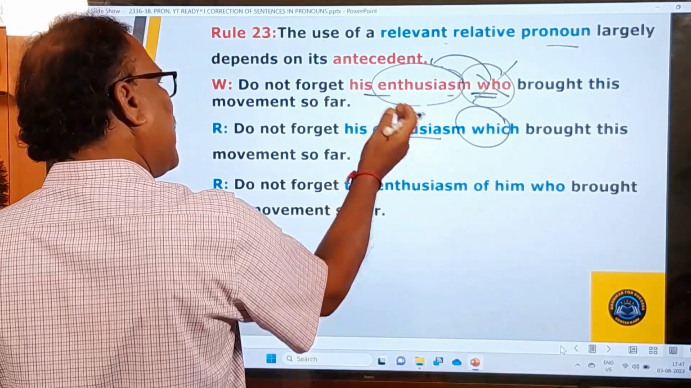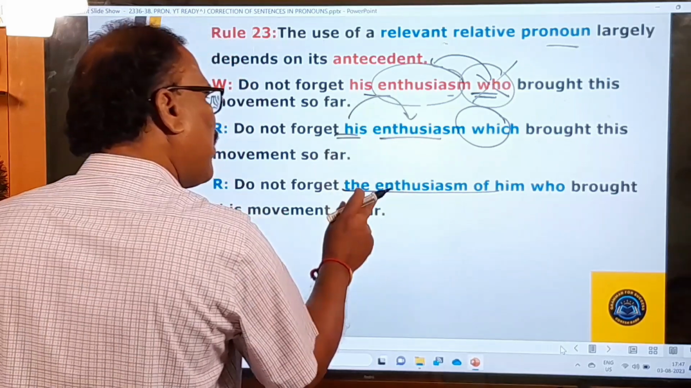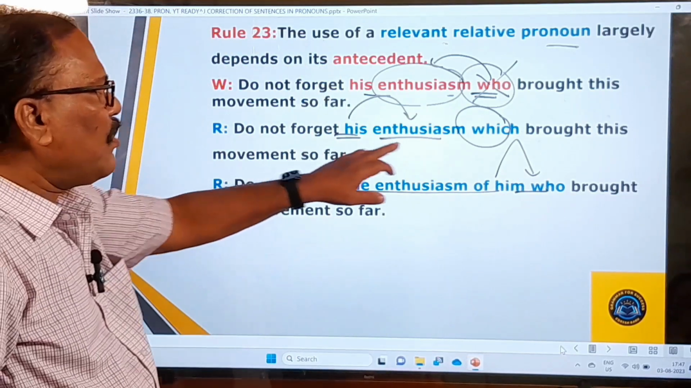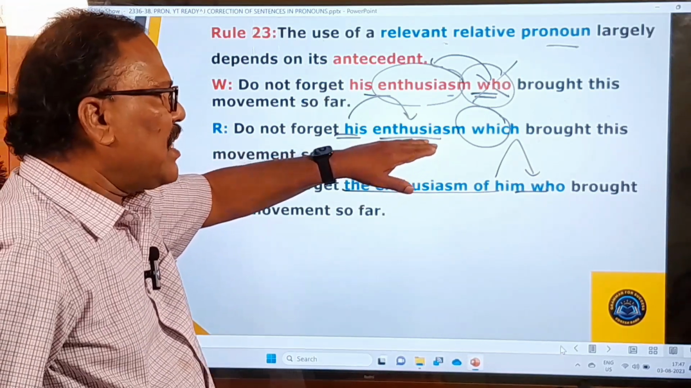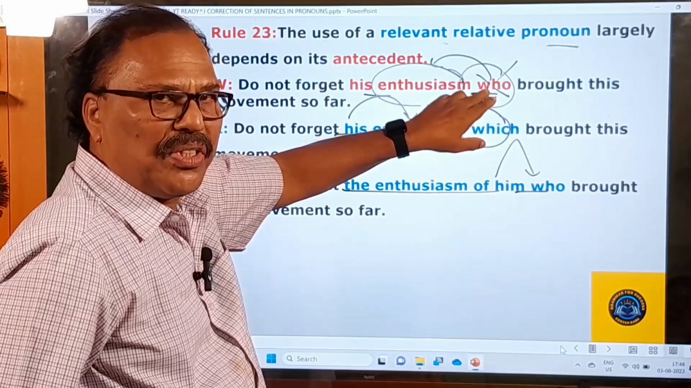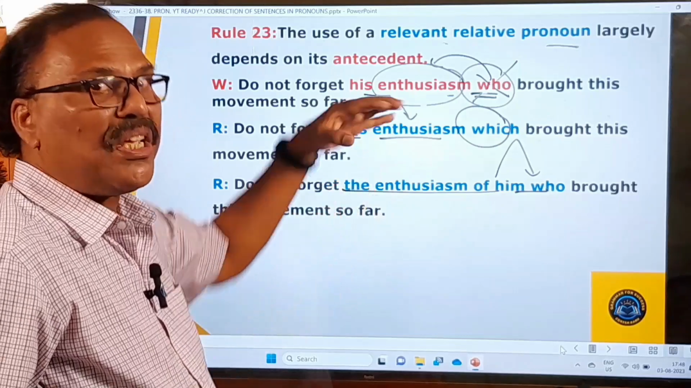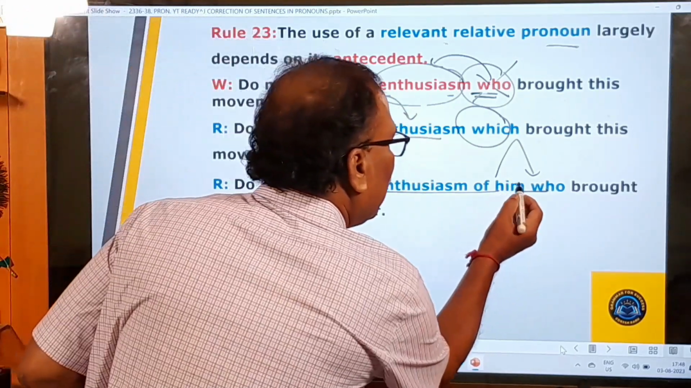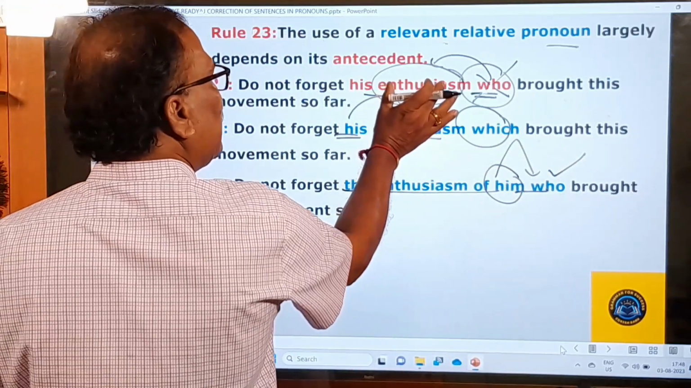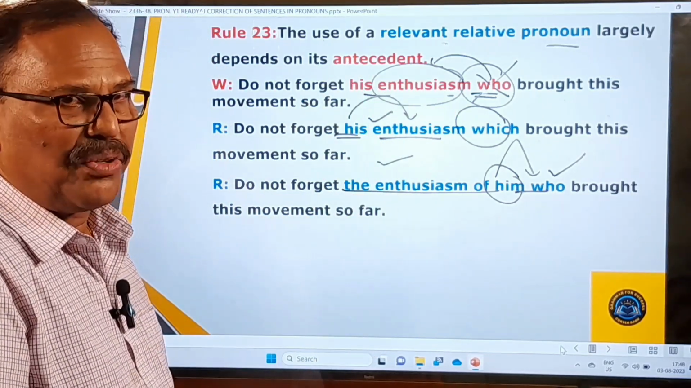So the same sentence can also be rewritten like this. His enthusiasm is given here. You had better say the enthusiasm of him who. Then, with his enthusiasm, this antecedent is a thing, that's why which is used here, right? Here enthusiasm is a thing, that's why who is not to be used here, right? But whenever you say the enthusiasm of him, meaning his enthusiasm, automatically the antecedent is a person, and that's why this who is correct. So the right sentence for this can be either this or this. Please just observe these 2 statements and you can easily understand.